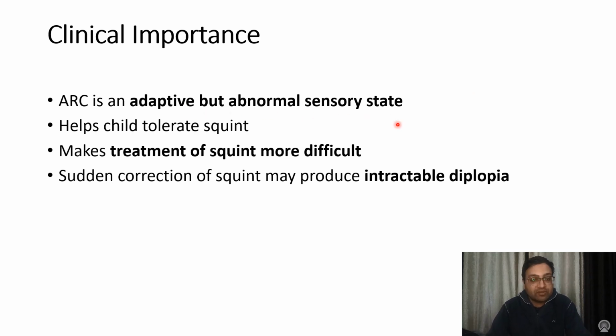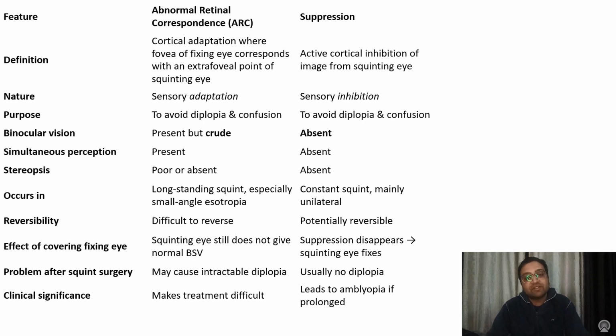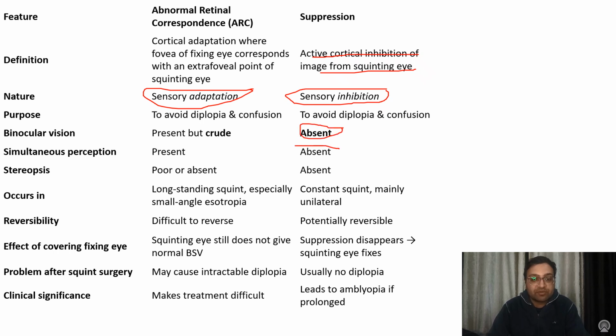It helps the child tolerate squint and makes treatment of squint more difficult because of the presence of intractable diplopia after the squint surgery. So these are the differences between ARC and suppression. One of the two differences which are very important is that ARC is an adaptation and suppression is an inhibition, because in suppression there is active cortical inhibition of the image from the squinting eye. The purpose of both of them is to avoid diplopia and confusion, but in suppression binocular vision is absent, simultaneous perception is absent, as well as stereopsis is absent. These are the most differentiating features from ARC.